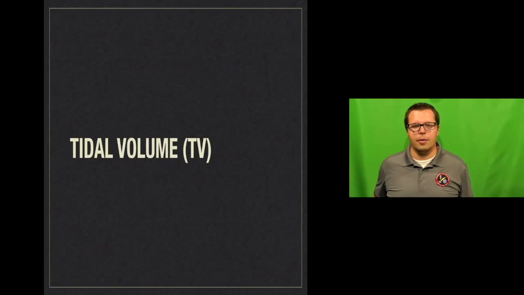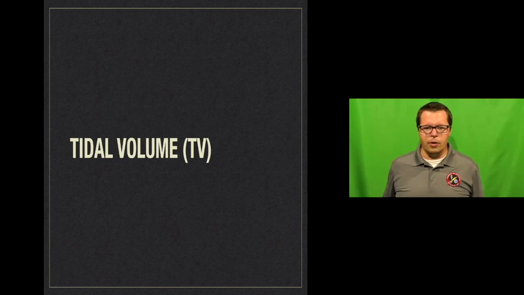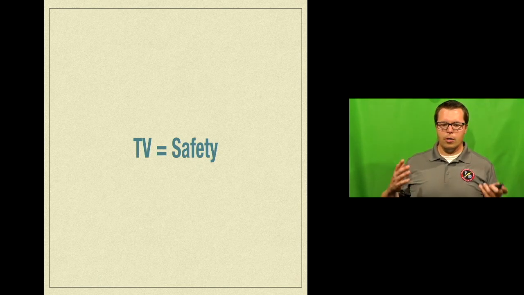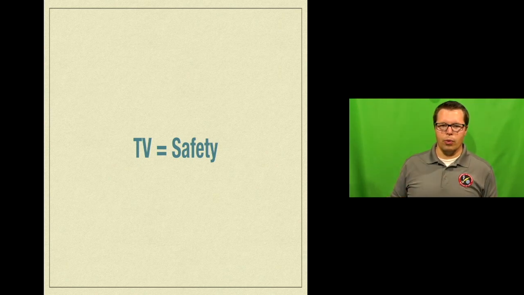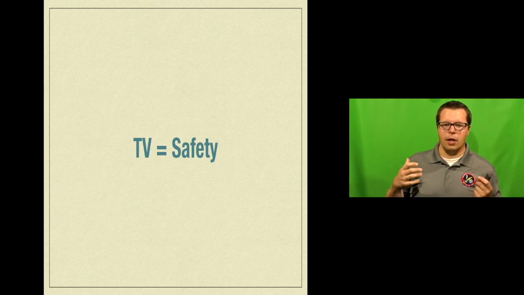Let's talk about all the other buttons and knobs on there. Tidal volume. Tidal volume is essentially the safety limit that we set for the patient. Tidal volume is the amount of air that the ventilator is going to give with each breath. So you may set it at 300. If you set a tidal volume to 300, that means every time the patient or the ventilator gives a breath, it's going to give a breath of 300 milliliters of gas.